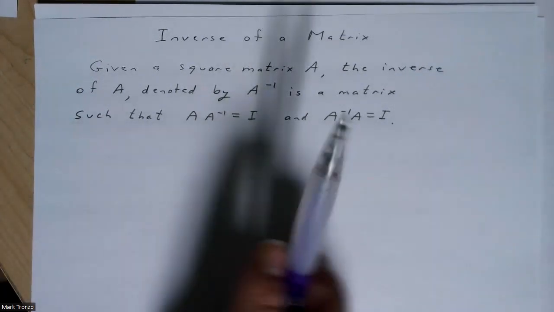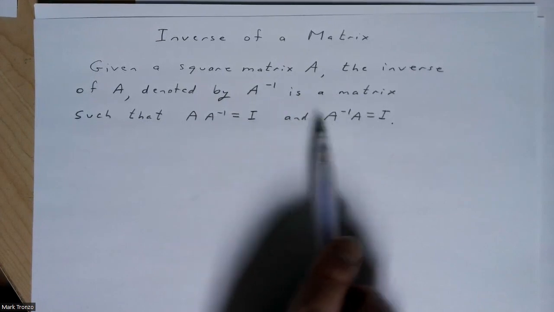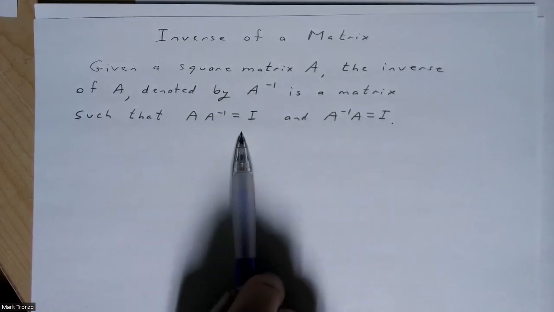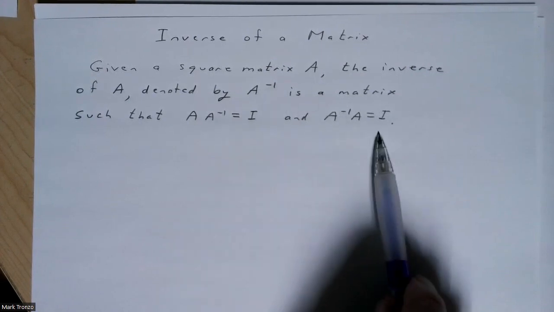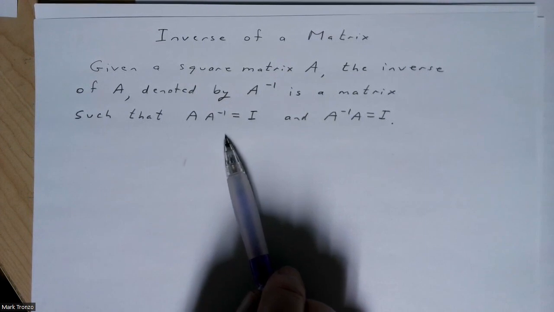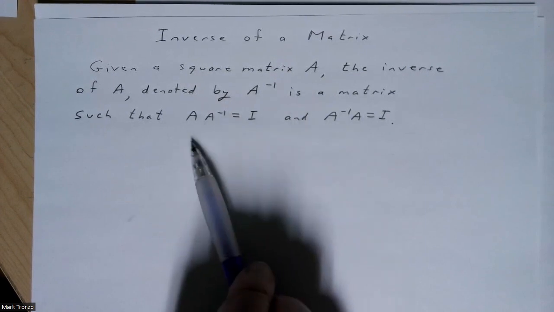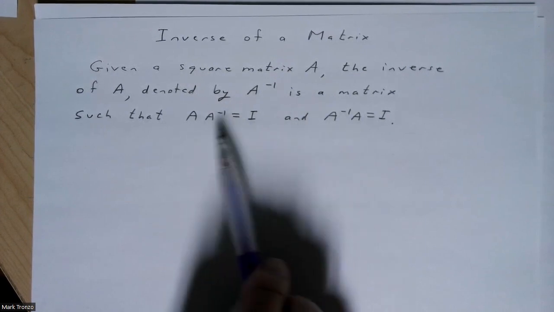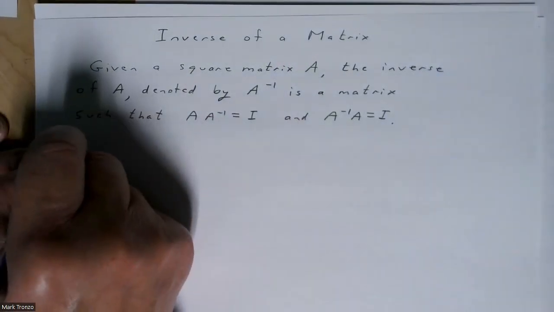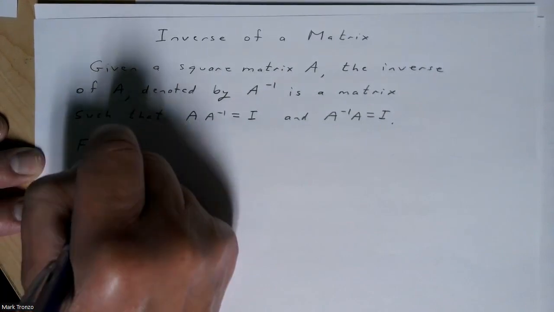And again, if you have either one of these, the other one's going to be true. In other words, if you show that this is true, this is going to be true. If you show that this is true, this is going to be true. There's theorems that come up later that prove that if any one of these is true, the other one is true. Now, for a 2x2 matrix, the inverse is easy to calculate.